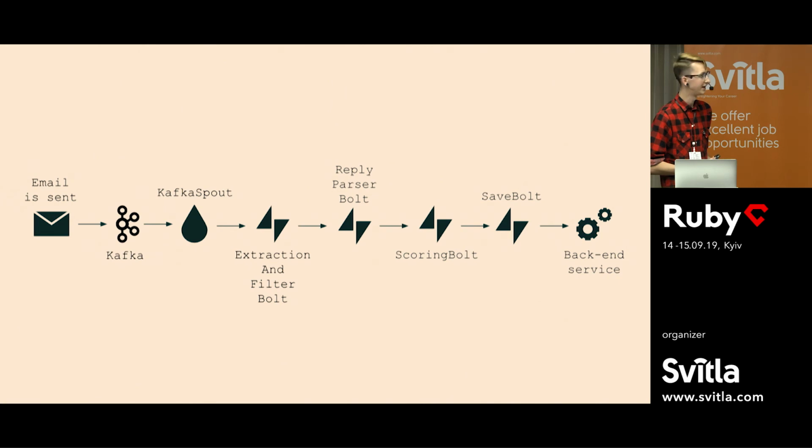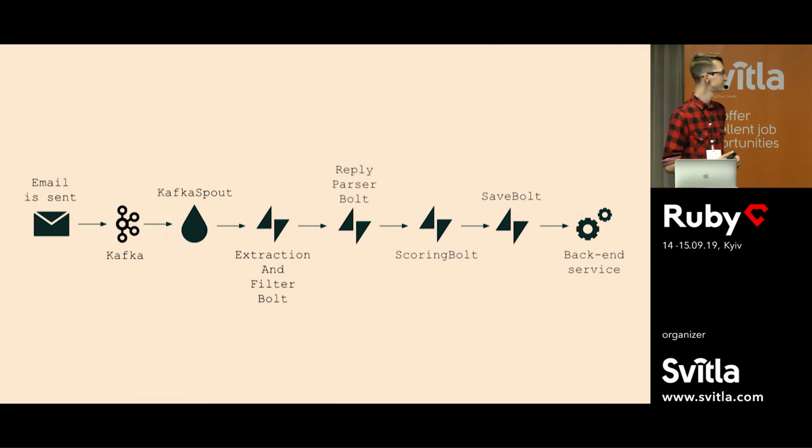So this pipeline is really simple. Whenever an email is sent, we publish an event to Kafka cluster. Then we have this Kafka spout, which pushes the tuples to extraction and filter bolt. So we want to filter only emails associated with some deals. And then we have this reply parser bolt, which takes only the last part of the email chain. So we usually have long email threads, and we are interested only in the last message.